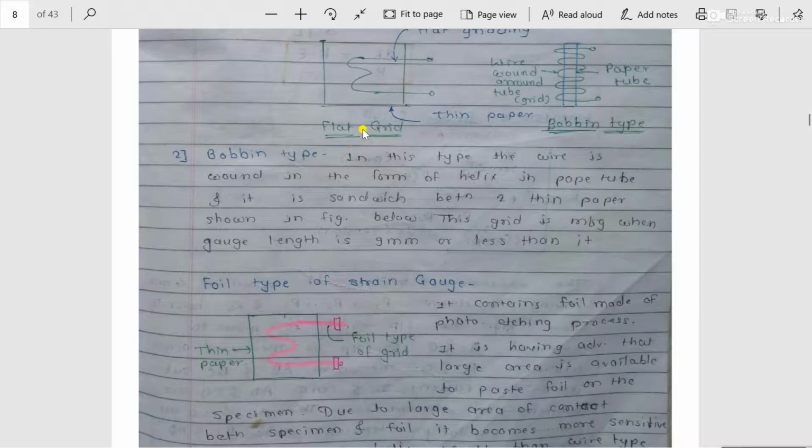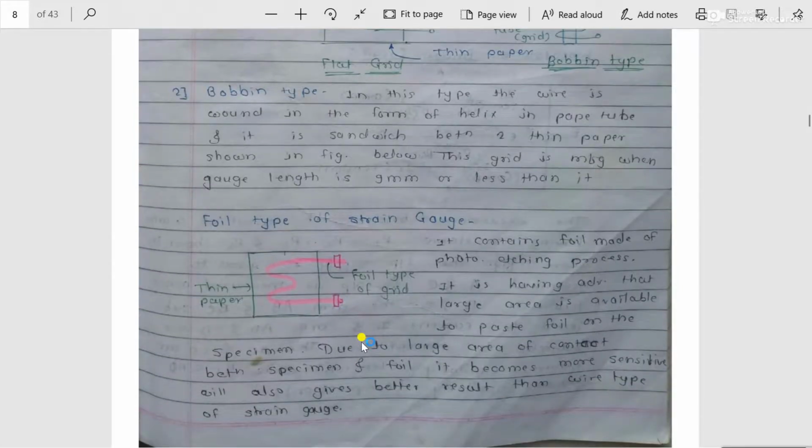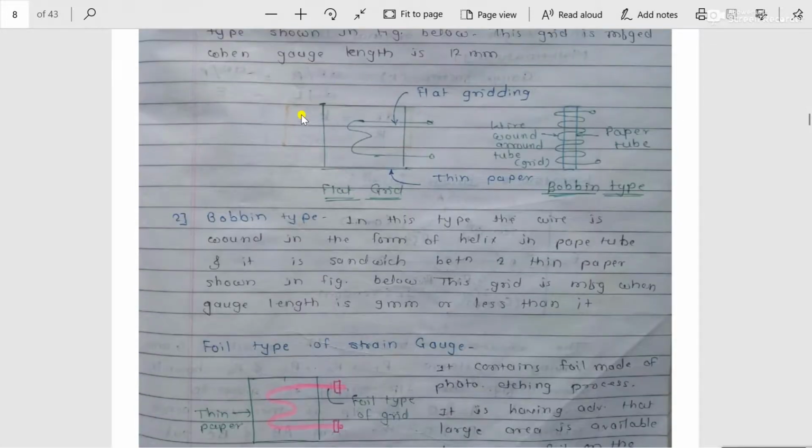If you go through the construction of the wire type and the foil type, they are the same, but here the grid is manufactured by using wire. Here the grid, or this particular sensitive element, is manufactured with the help of foil, and due to that foil, the maximum area comes in contact with the specimen, due to which this foil type of strain gauge becomes more sensitive, and it gives better results as compared to the wire type of strain gauges.